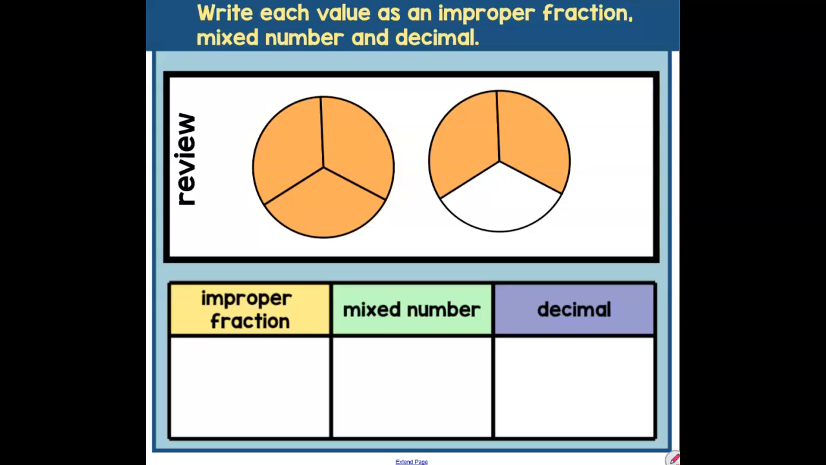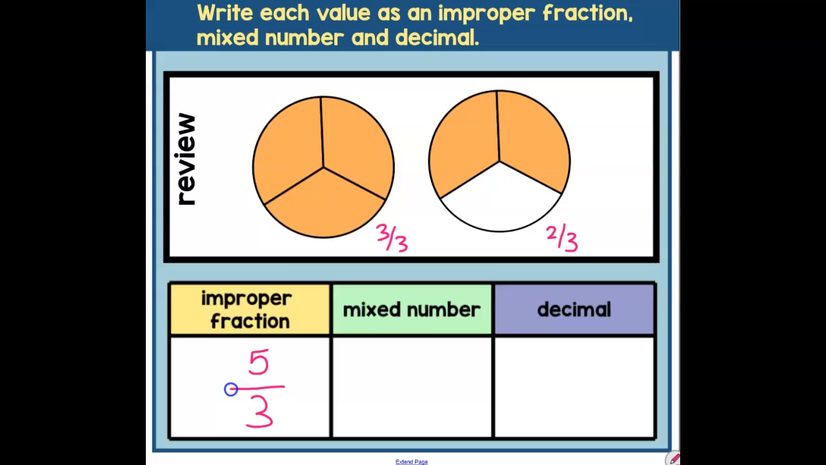So first I'm going to do my improper fraction. Whenever I'm doing a fraction, my first job is to count up how many pieces make a whole. In this picture, 3 make a whole. I have 3 thirds here, and I also have 2 more thirds here. So if I put them together, I would get 3 thirds, 4 thirds, 5 thirds. So my improper fraction would be 5 thirds.